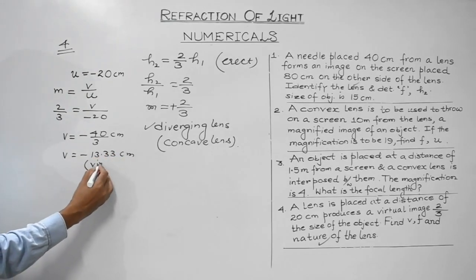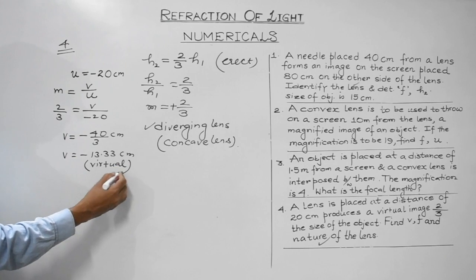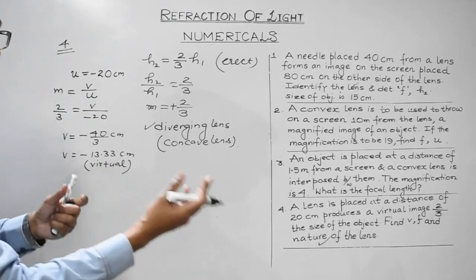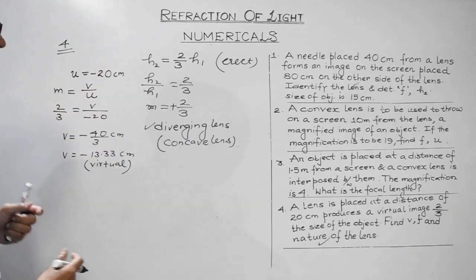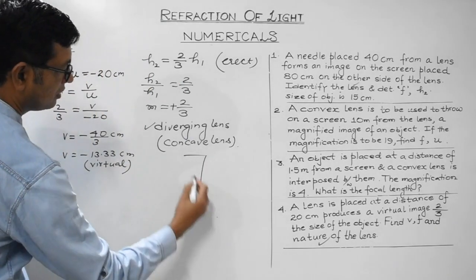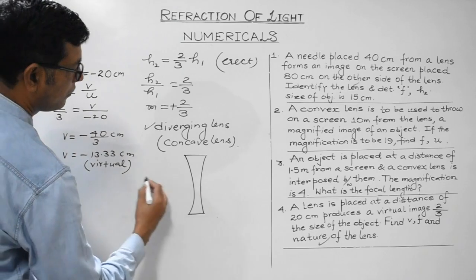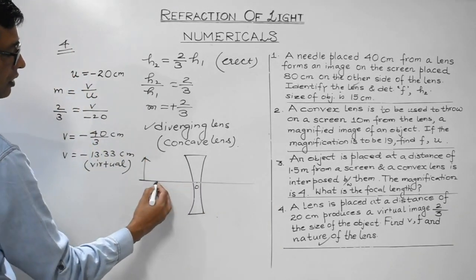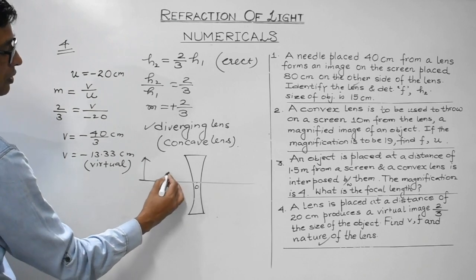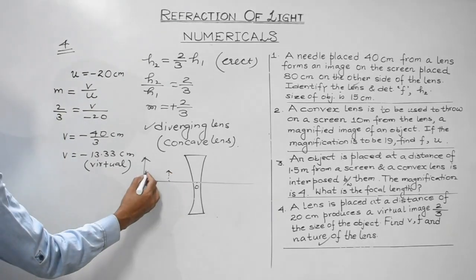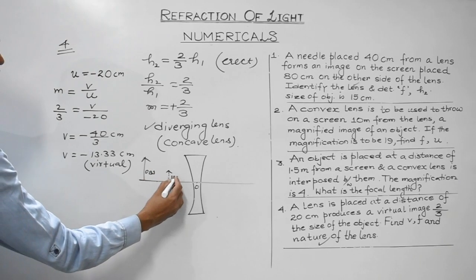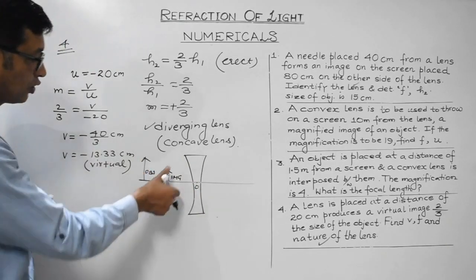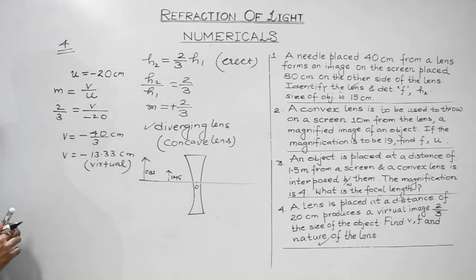Negative sign indicates that nature of the image is virtual. In the case of concave lens, always the image is virtual. That is, it is found on the same side as that of the object. Like this is the case, isn't it? There is a concave lens. This is the optical center. If an object is placed over here, this is suppose the focus, the image would always be formed somewhere over here. This is object, this is image. So here image is always formed on the same side as that of the object and it is always diminished. That is what we have verified over here.